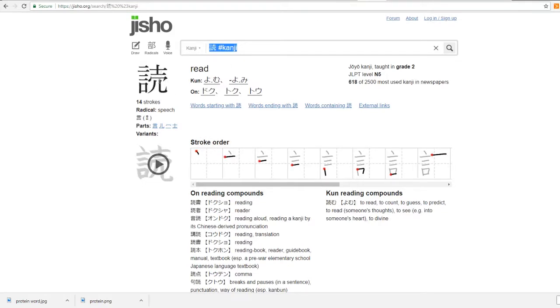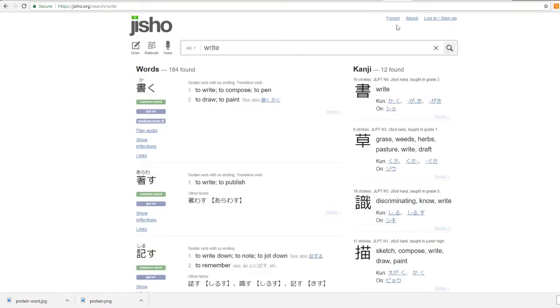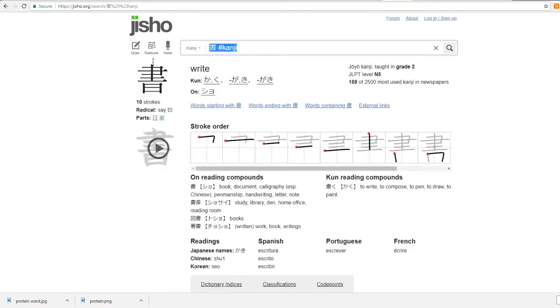Next thing we can look at is read. This one has the ground, a pair of leg radicals, and say. Actually, the one on the right is the kanji for sell, and this is say. So you can't always believe what someone says to you when they are trying to sell you something, so you should read up on it to make sure.